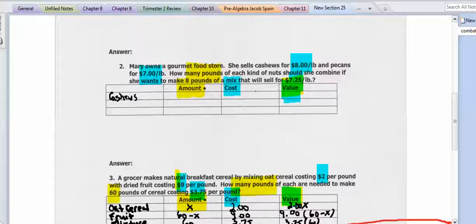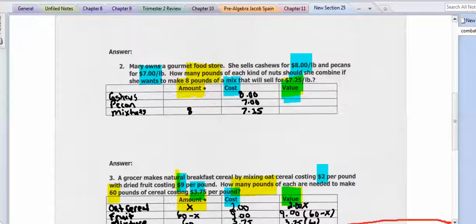She says she sells those for $8 a pound. Pecans. It says she sells those for $7 a pound. How many pounds of each kind of nut should she combine if she wants to make 8 pounds? So this is the mixture that she's making: 8 pounds. And she wants to sell that for $7.25.